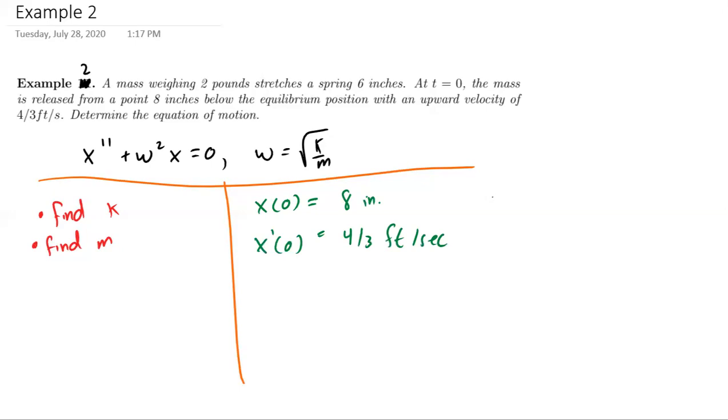Now, let me say something: the units here are all over the place. We have inches, we have feet, we have seconds, which is fine. We're usually going to be working with seconds. We have a force of weight given in pounds, and usually we're working with newtons. So the units are all over the place. One other thing we're going to have to do is make sure that all the units match.